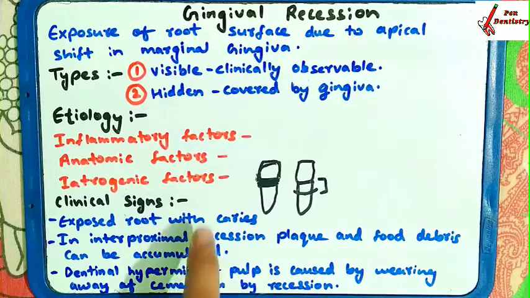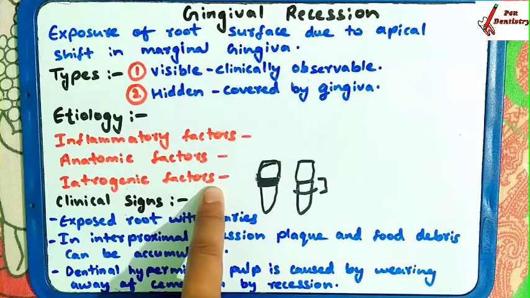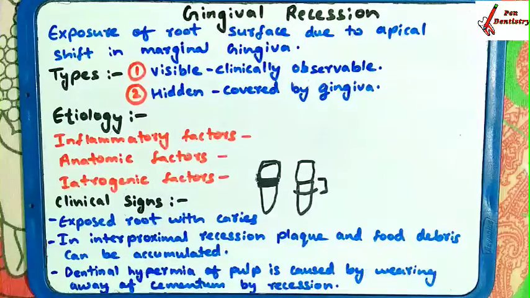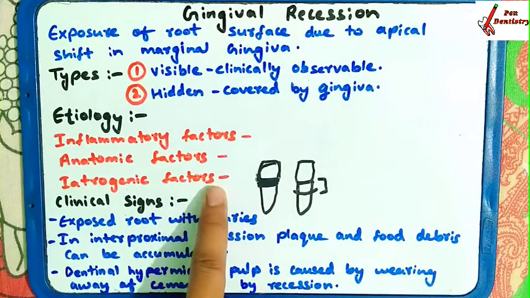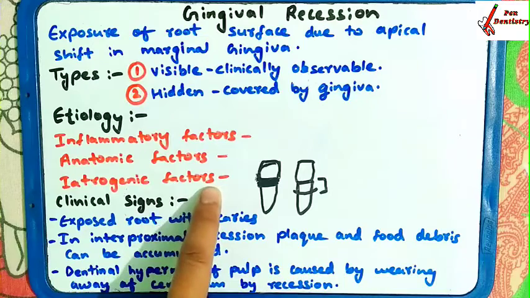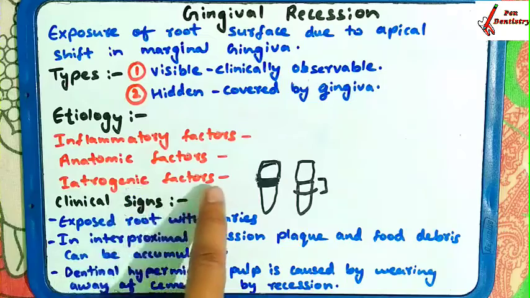If a patient is wearing a denture and a collapsed denture, that will also cause gingival recession. Prolonged orthodontic treatment: if a patient is under prolonged orthodontic treatment, he or she may get the iatrogenic factors of gingival recession.